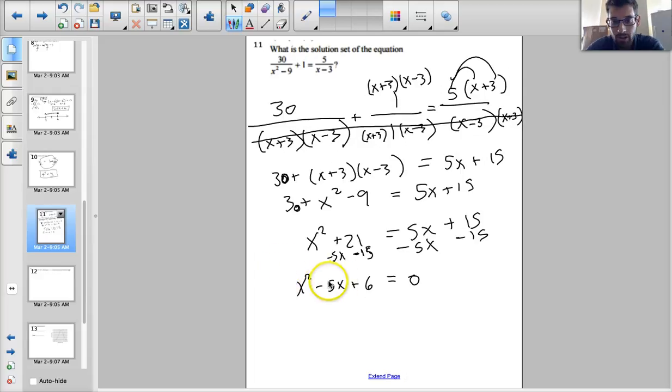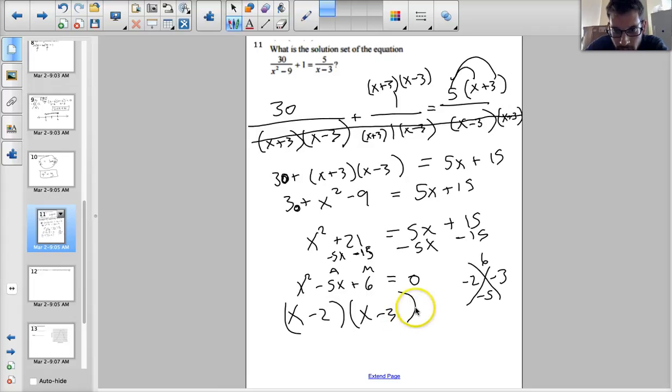If you notice the video just skipped, it's because I made a mistake and then I caught myself when I went and checked my work. So I now have to find two numbers that add to negative 5 and multiply to 6. That looks like it's going to be two negative numbers. So negative 2 and negative 3 will fit that. So x minus 2 and x minus 3 are now my factors, set equal to 0, which means my solutions are going to be x equals 2 and x equals 3.